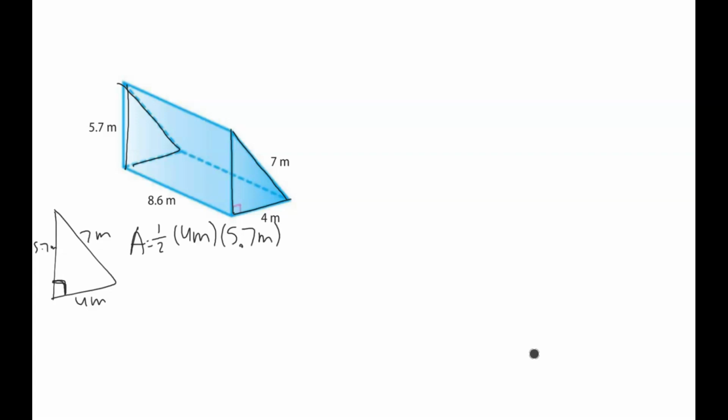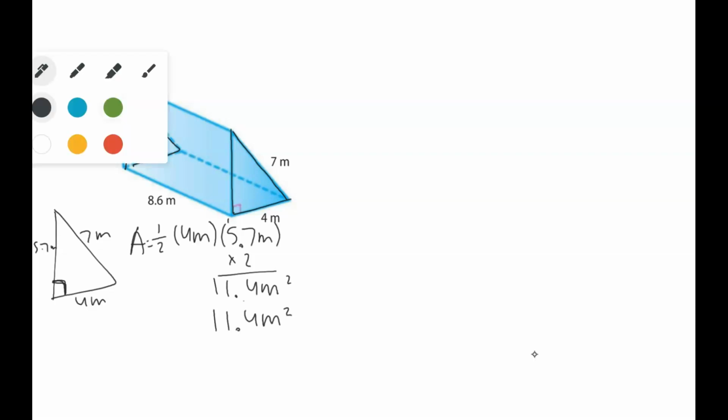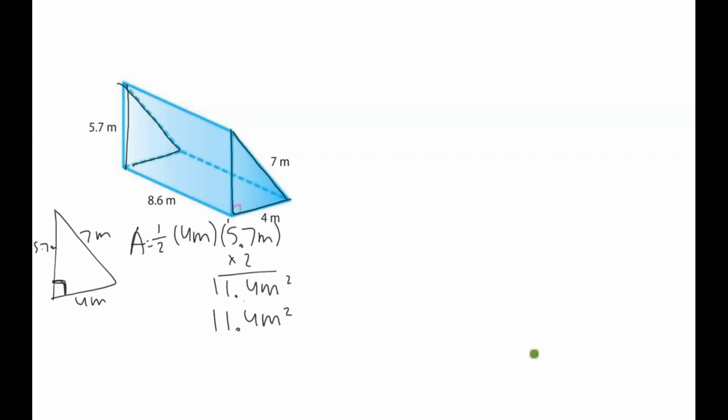1/2 of 4 is 2. 2 times 5.7 is going to be 11.4 meters squared. And there's going to be 2 of those because those 2 triangles are identical. Those are congruent triangles. Next one I'm going to work on is the rectangle at the bottom.